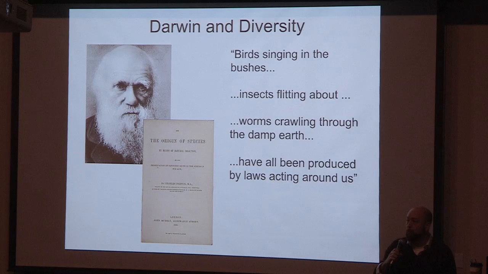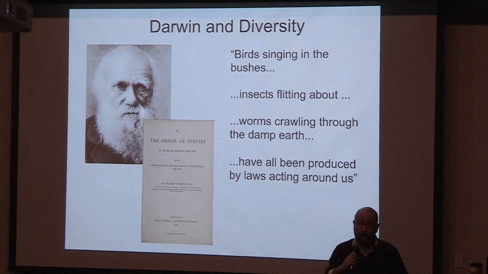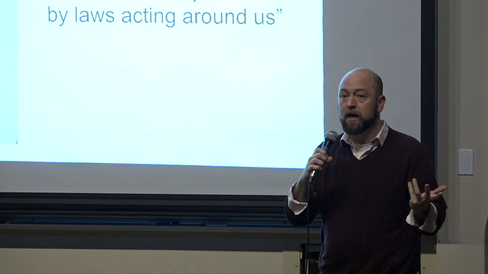And for Darwin, when he says laws, really he means natural selection. Today, we would think of those laws as including a bunch of other processes, including mutation, natural genetic drift, gene flow, things like that. But this basic idea that we can understand the biological world from understanding natural laws is really at the heart of modern biology. And the things I'm going to be talking about today is how we can try to understand the diversity of organisms from thinking about natural laws and natural processes.